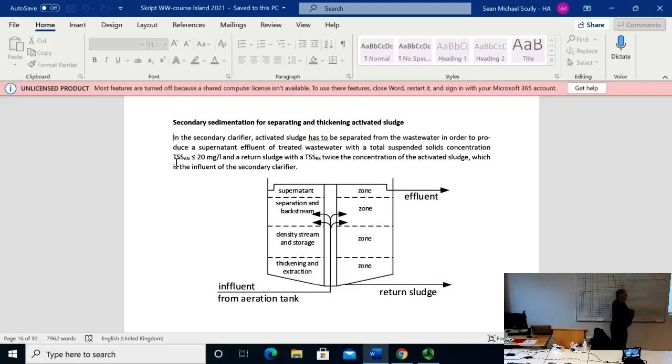Okay, in this stream, this is our return sludge that goes to the head of the biological system. This is our primary sludge. Those 2 normally go then into the anaerobic digester.